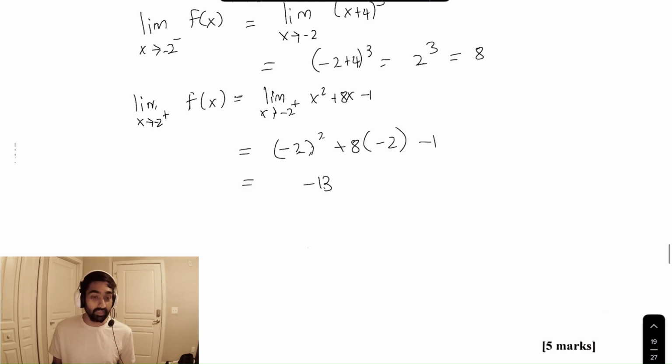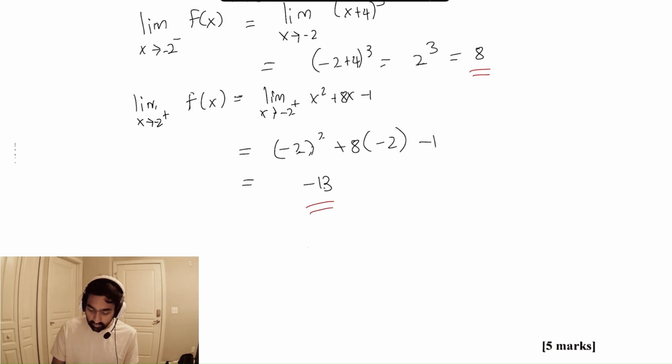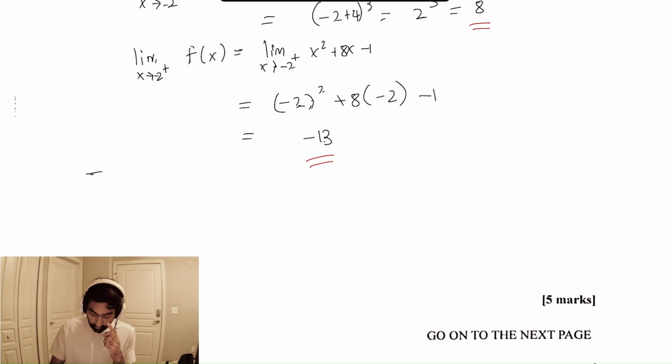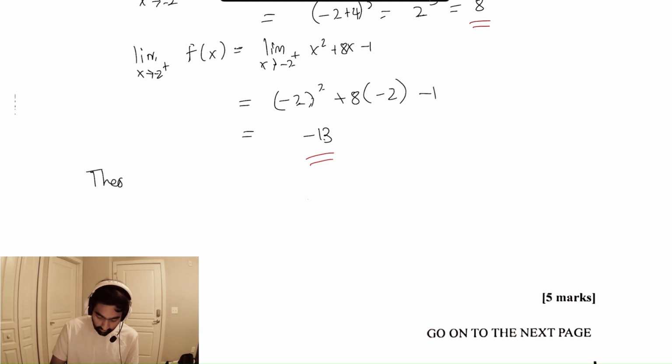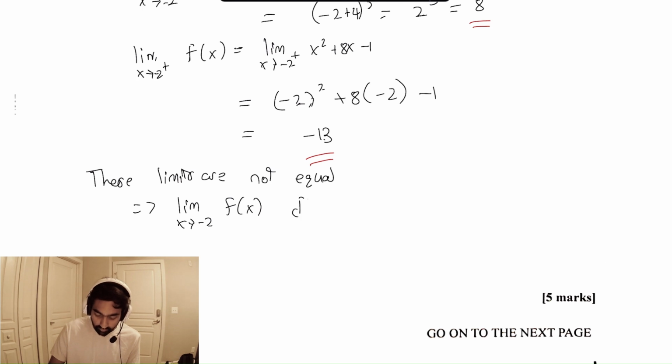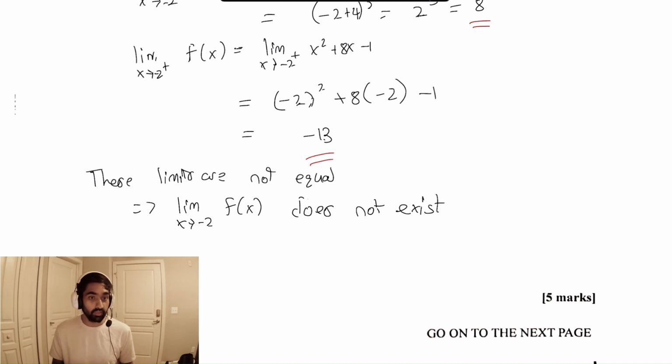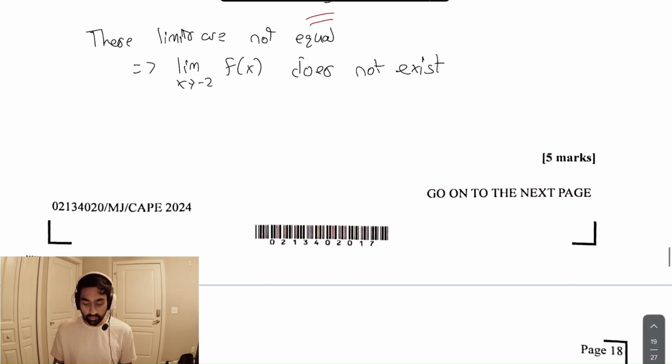So the important thing to take away is that these two things are not equal. You can see this one is 8 and this one is -13. When these limits are not equal, it means that the actual limit, the limit as x approaches -2 of f of x, does not exist. So it's a DNE. Because when you go from below -2, you get one thing, and when you go from above -2, you get another thing. So there's no one value that you can assign to these things.